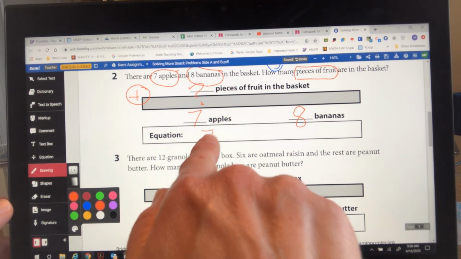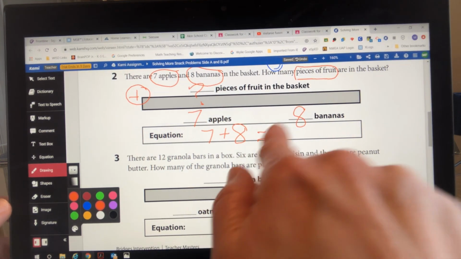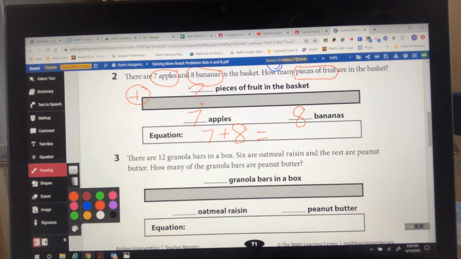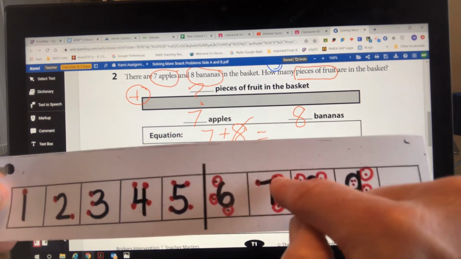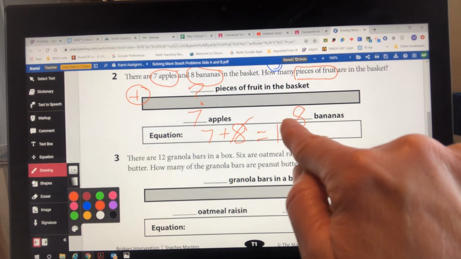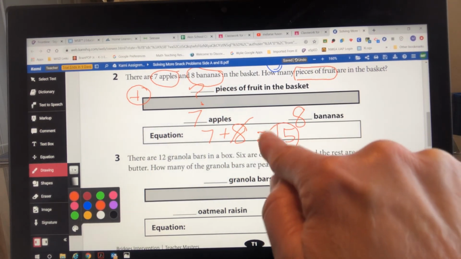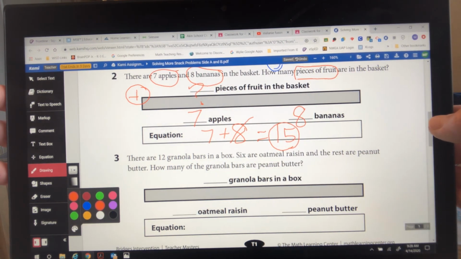And so I'm going to take my parts. I'm going to add my other part. And I'm going to use my touch points. So 8, 9, 10, 11, 12, 13, 14, 15. There are 15 pieces of fruit in the basket.